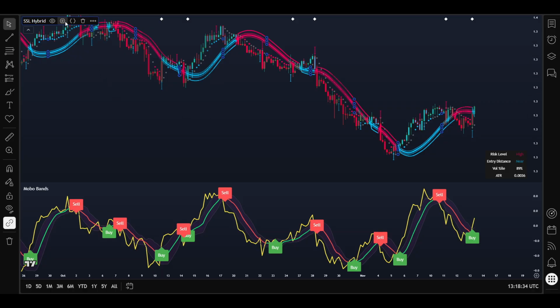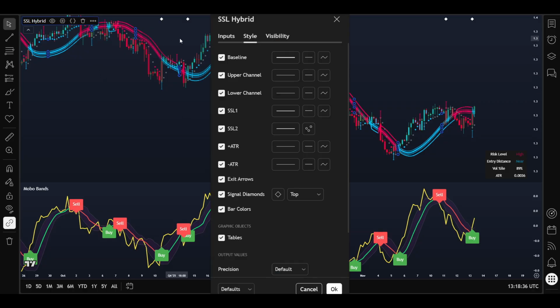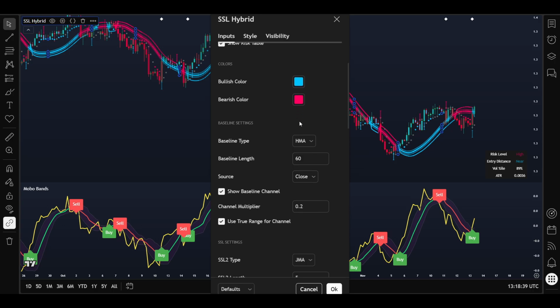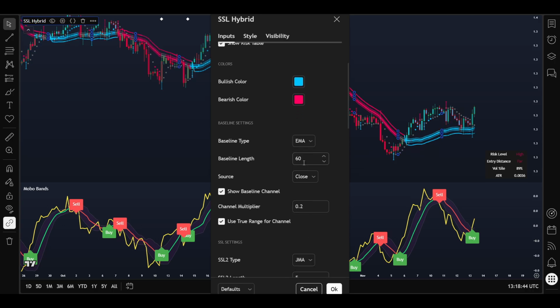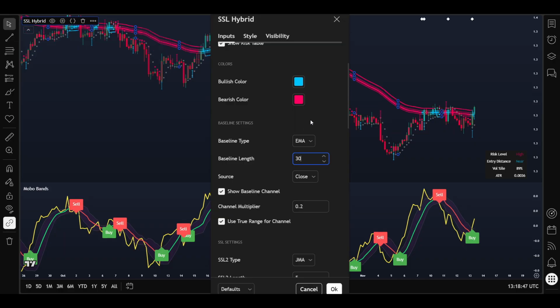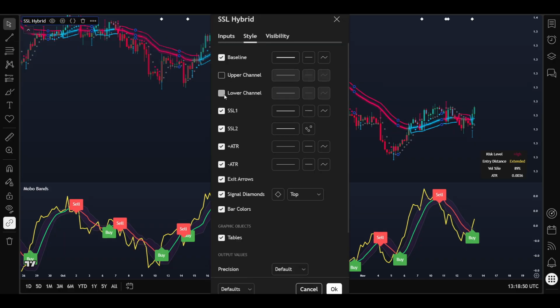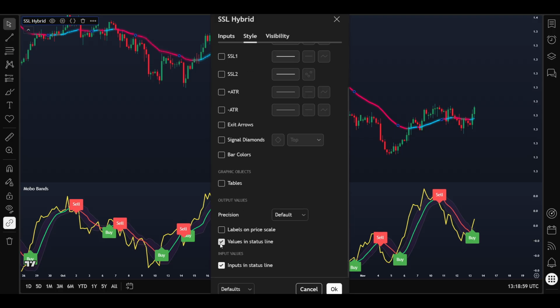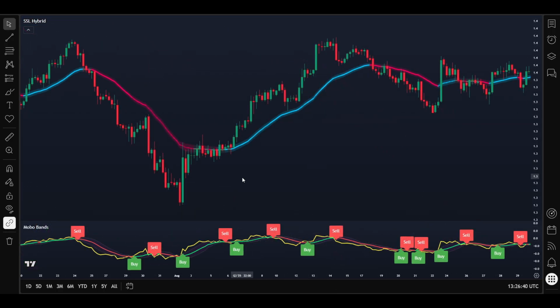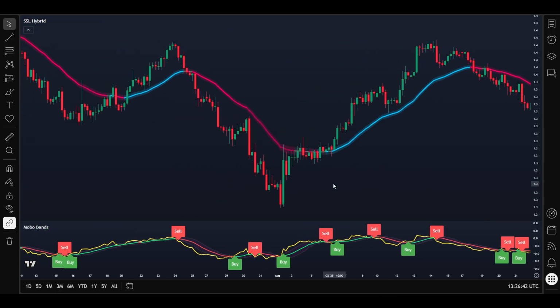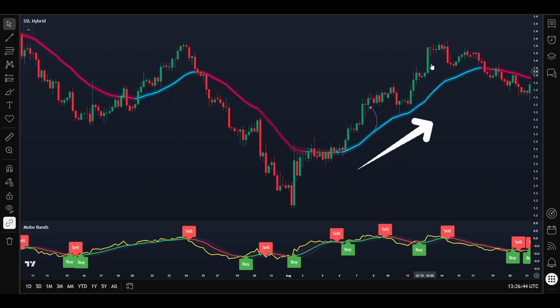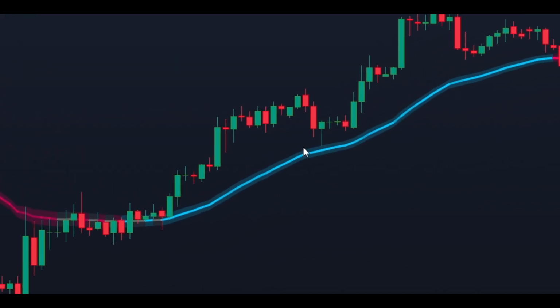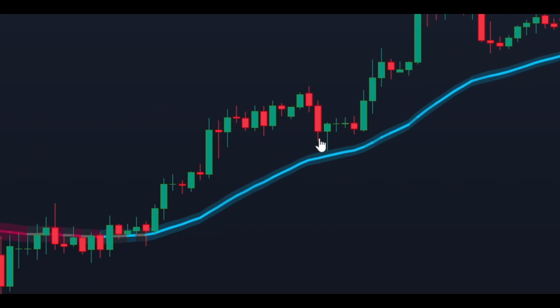SSL Hybrid. Open settings. Go to the Inputs tab and set baseline type to EMA. Baseline length to 30. Now open the Style tab and uncheck everything except baseline. Reading rule. Price above the EMA-30 baseline equals bullish bias, price below equals bearish bias. We will only trade pullbacks into this baseline in the direction of trend.